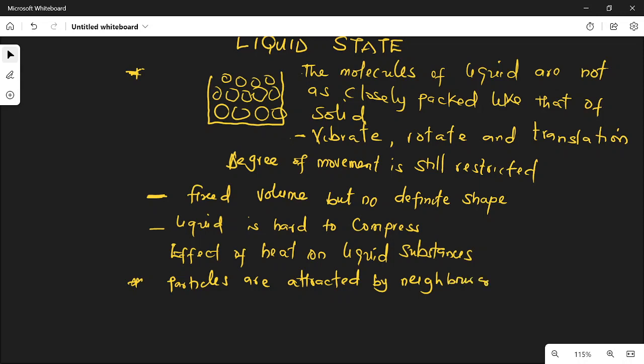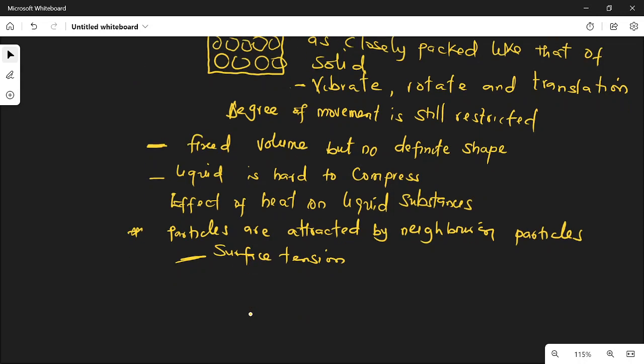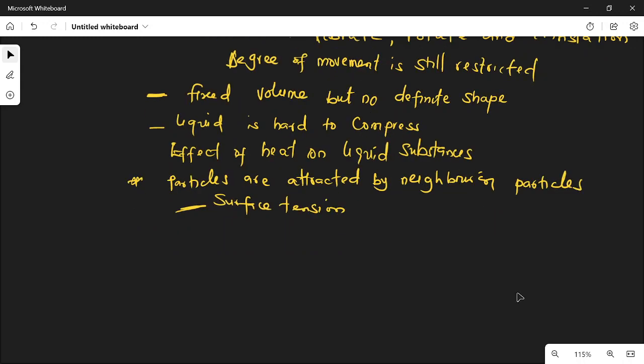neighboring particles in all directions, and that explains the reason why we have what we call, in your elementary physics, surface tension. Very important, because the particles are attracted by neighboring particles in all directions. That's the reason why we can have what we call surface tension, which is water behaving like an elastic skin. We should understand that. Very, very important.